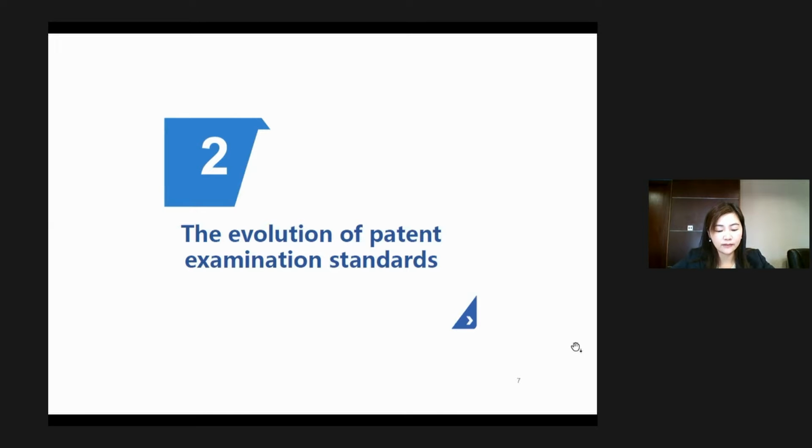The second one, I will introduce the evolution of patent examination standards. AI inventions usually fall into the categories of computer-related inventions. So I will introduce the evolution of this sort of patent application examination standards in advance.